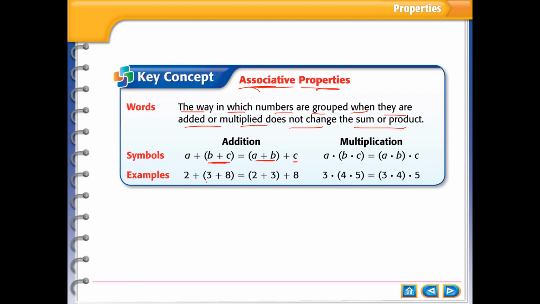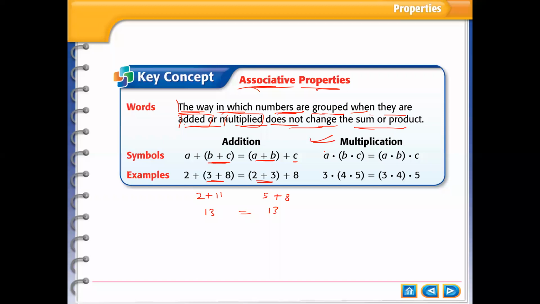For example, 3 plus 8, I have added 3 and 8 first, then I added 2. So 8 plus 3 is 11, 11 plus 2 is 13. If I have added 2 plus 3 first, then it is 5, and 5 plus 8 is again 13. So again read the sentence: the way in which numbers are grouped when they are added or multiplied does not change the sum or product. Same thing goes with multiplication also.